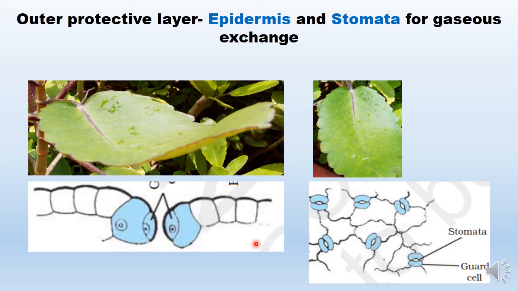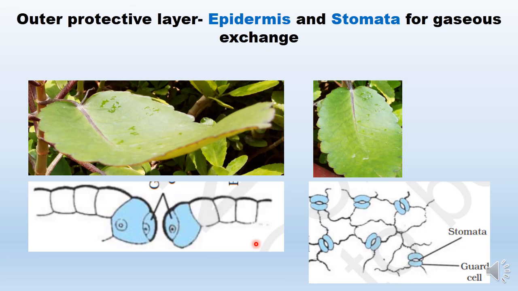Now, in the aerial parts of the plant, the epidermis is covered with cuticle layer, and it also contains stomata. So remember, children, in the epidermis of roots, cuticle and stomata both will be absent, but in the epidermis of stem and leaf, cuticle and stomata will be found.